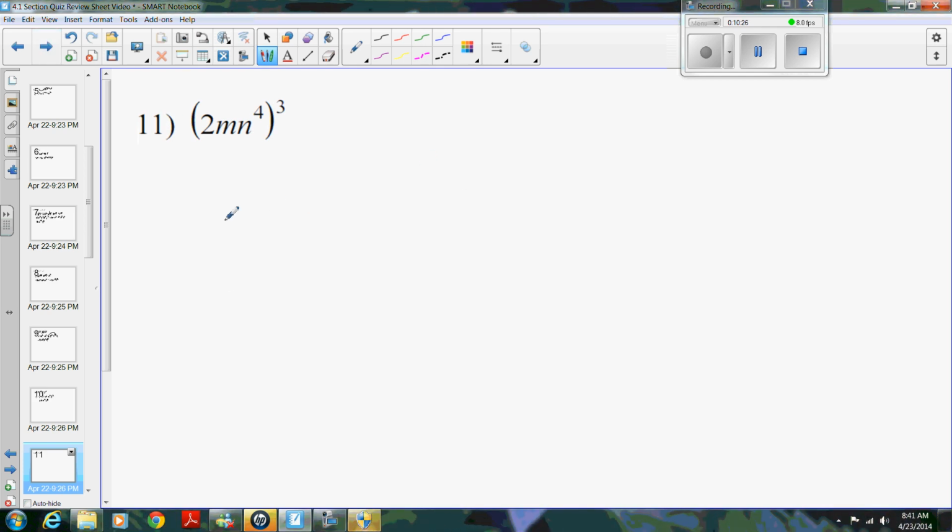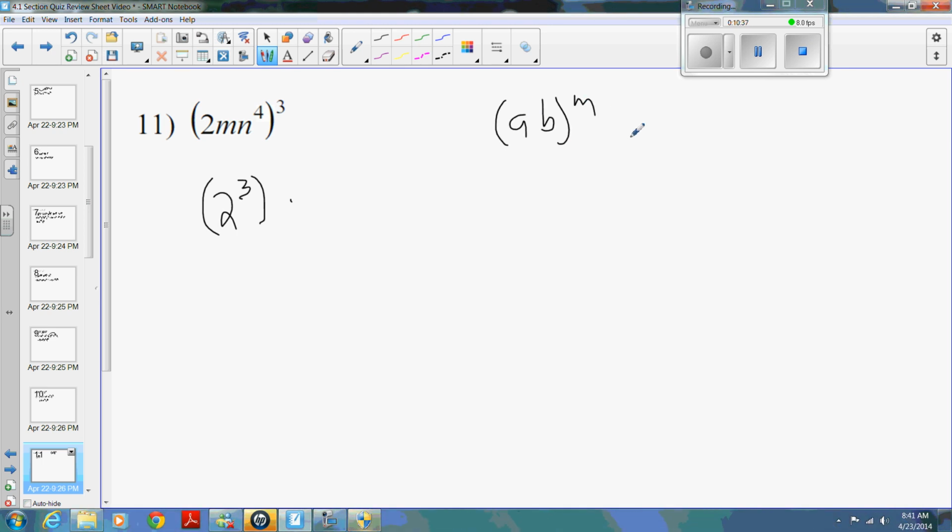Okay, 11. Once again, this is just all being raised individually to the power of 3. Because, and we should probably detail this as well, this follows the power of products rule, okay? You have two products inside of parentheses, they're both being raised to the m. That means you raise a and b individually to the m power, okay?